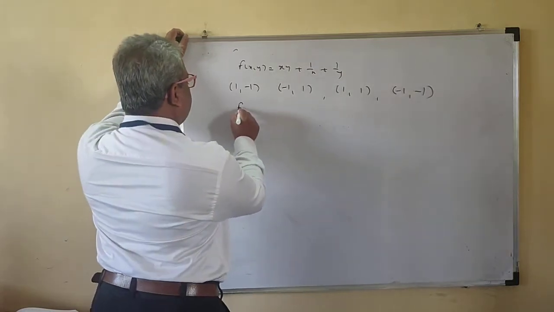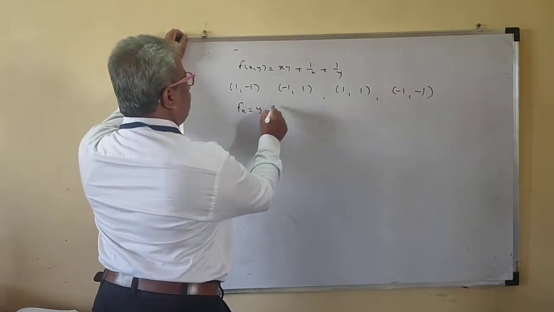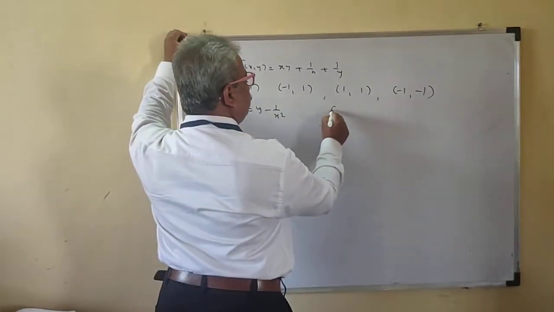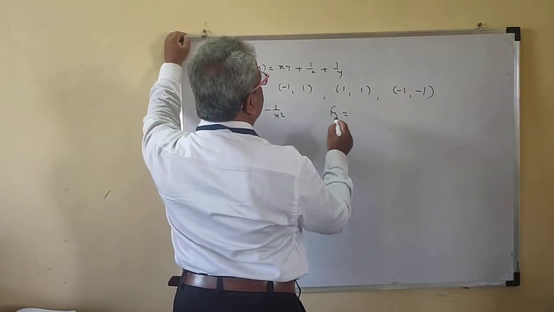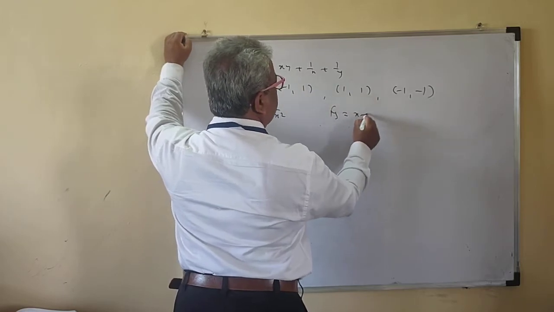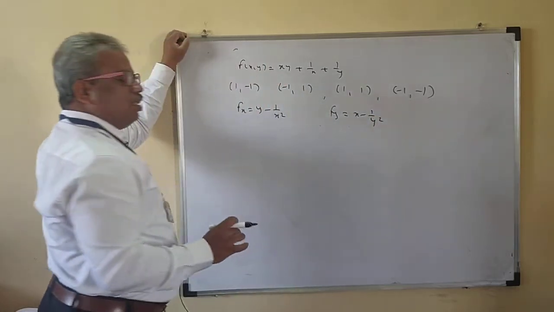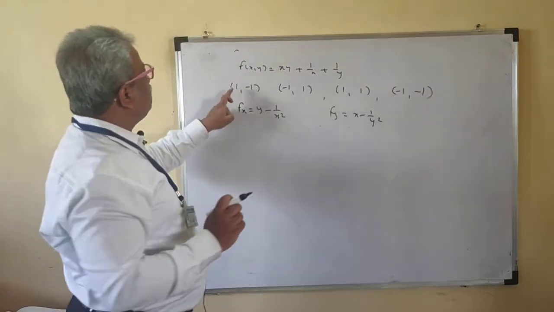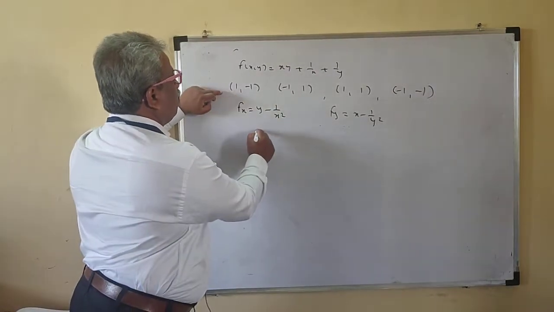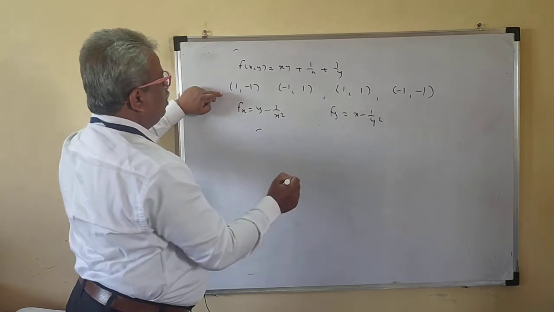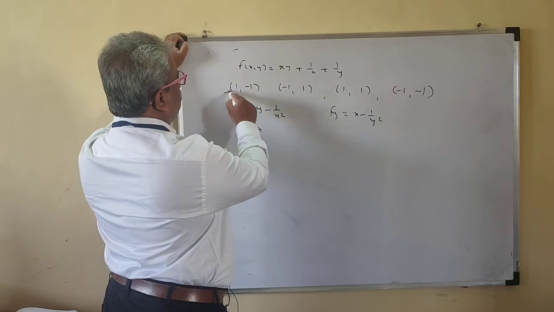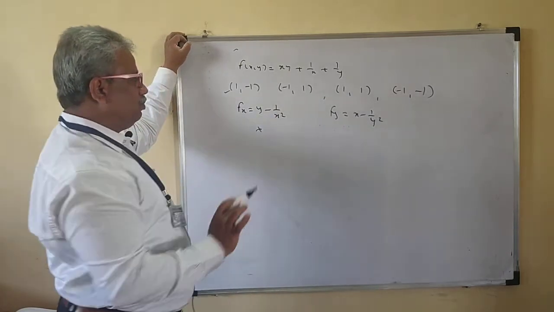So we will find fx now. fx is what? y minus 1 by x square. We will find fy now. fy is what? x minus 1 by y square. Okay. Now who will satisfy this? Whether this satisfies, no, this also does not satisfy. Okay, this does not satisfy for this point. Okay, no problem for the other one.